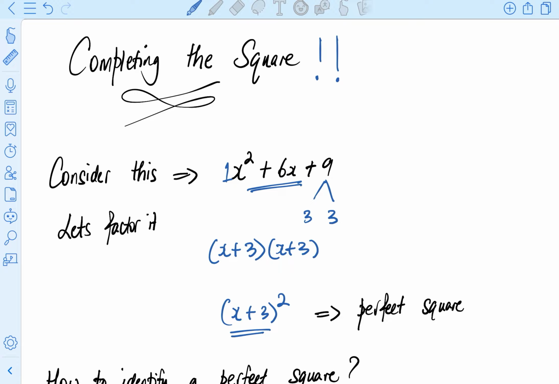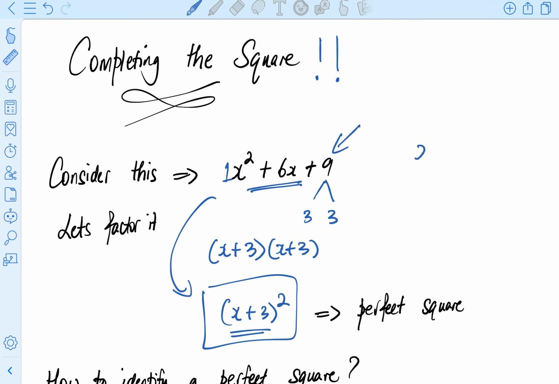So what we want to identify is, why is this a perfect square? Well, we know that x plus 3 squared is a perfect square because it is a number multiplied by itself. But how do we know that this is a perfect square and that it will lead to this result? That is what we really need to understand. What is a perfect square?